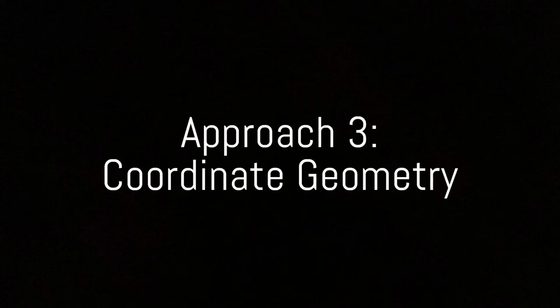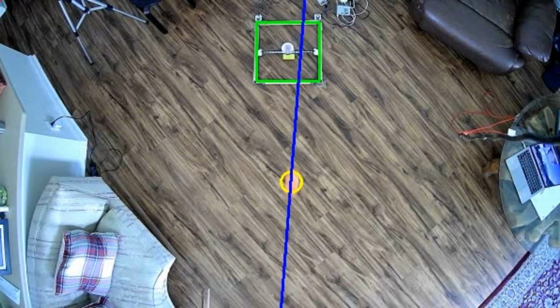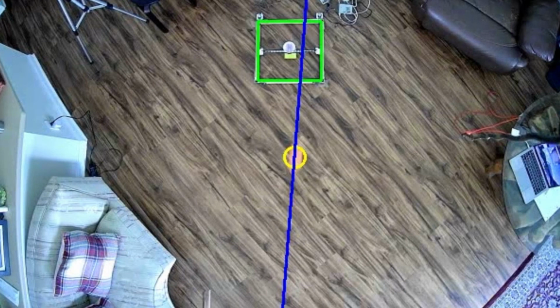My final and working approach uses coordinate geometry. I know that the ball in projectile motion travels linearly in the x and y directions, and only accelerates in the z direction due to the force of gravity. Therefore, I can accurately extrapolate data points in the linear path of the ball with the parametric equation of a line and sampling just a few initial points.